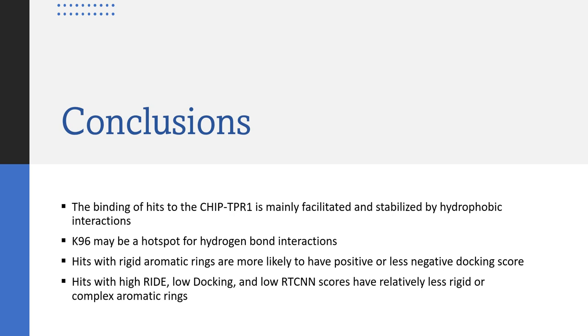In addition, hits with rigid aromatic rings are more likely to have positive or less negative docking scores. Also, hits with high RIDE, low docking, and low RTCNN scores have relatively less rigid or complex aromatic ring structures.